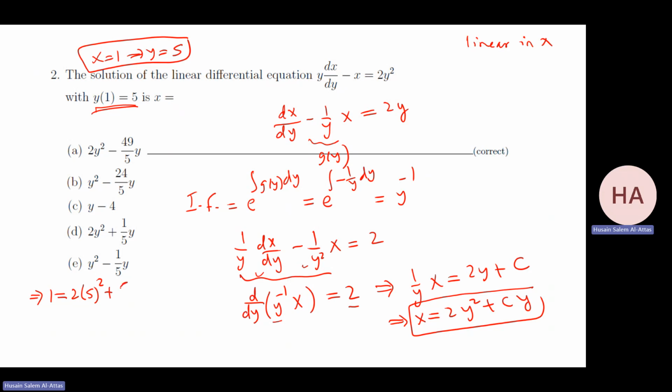Plus 5c. So I have what? This is 50. Take it to the other side. So I have minus 49 equal 5c. So c equals minus 49 over 5. Yeah. So the solution is x equal 2y squared minus this strange number, minus 49 over 5 y. So this is my answer.